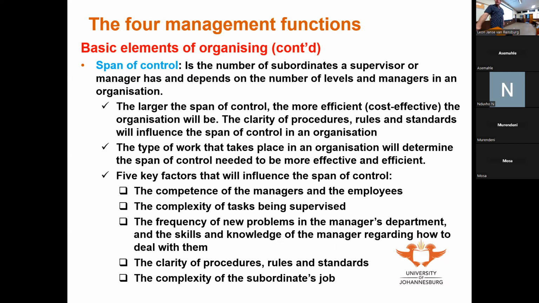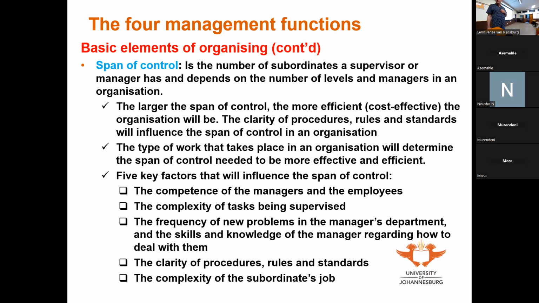There are also the basic elements of organizing, such as the span of control. I explained the span of control as about 6 to 8 people to a manager. The wider the span, the more efficient and cost-effective the organization will be, because if it's small, like 1 to 3, you need 2 managers with salaries versus 1 manager for 6 or 8. But if it's too wide, it becomes a problem for the manager to manage, and things can go wrong.